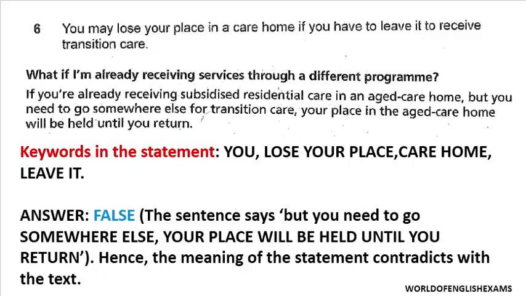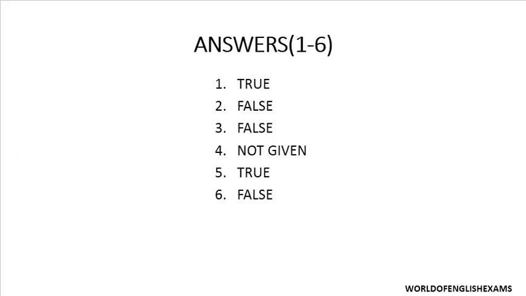So this is how you need to solve true, false, not given. And I hope you understood how to do that. And here is the answer key for the first 6 questions. The first answer is true, second answer is false, third answer is also false, fourth one is not given, fifth answer is true, and the sixth answer is false.